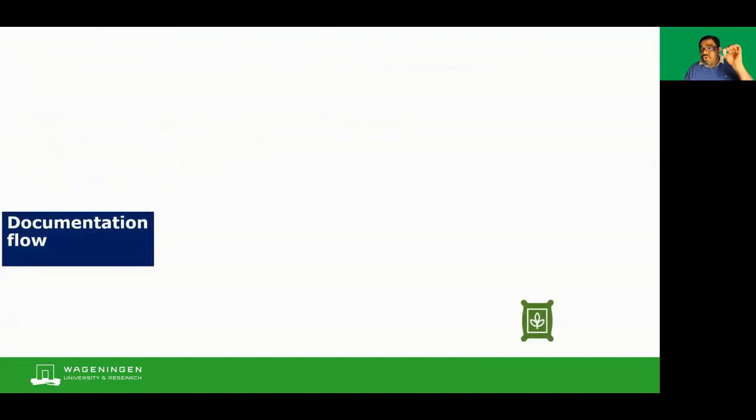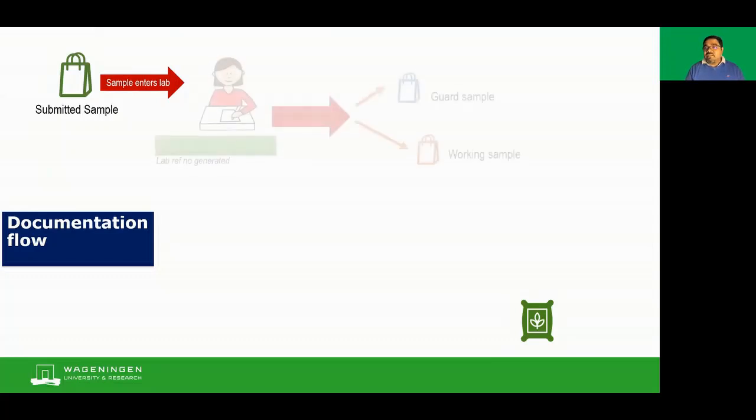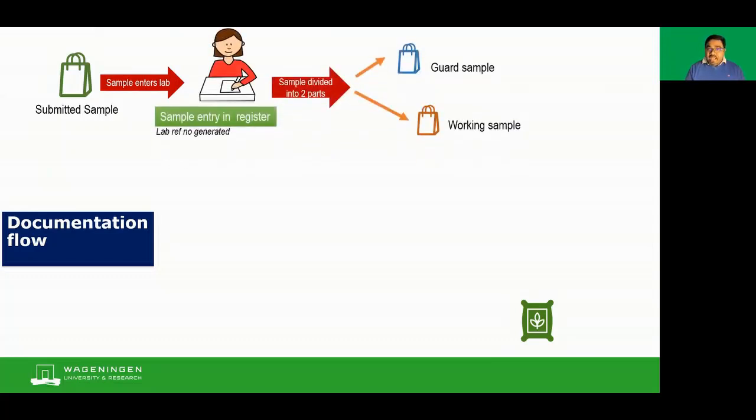So let us see the documentation flow in a seed lab, how it happens in a flowchart basis. So first of all, the submitted sample. This is a submitted sample. It enters the lab, and we have to remember these things because this is the lab workflow. Then the sample is entered in the registers. Now this can be done on a register, or there can be software with which you can enter the information, and the lab reference number is generated.